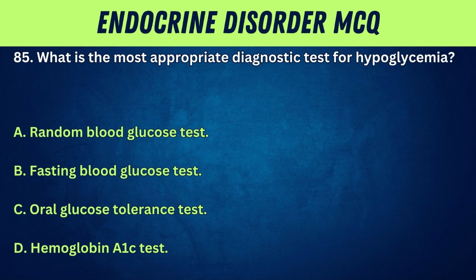85. What is the most appropriate diagnostic test for hypoglycemia? A. Random blood glucose test. B. Fasting blood glucose test. C. Oral glucose tolerance test. D. Hemoglobin A1C test.